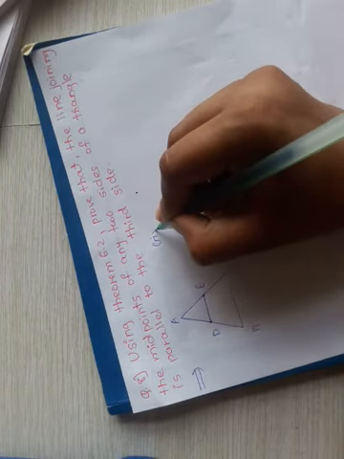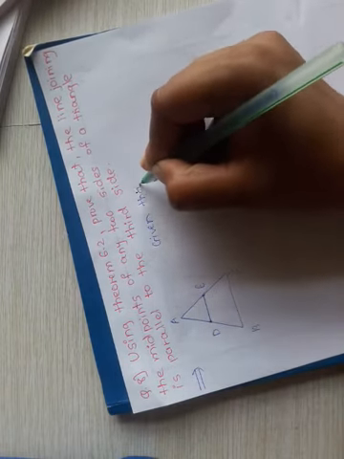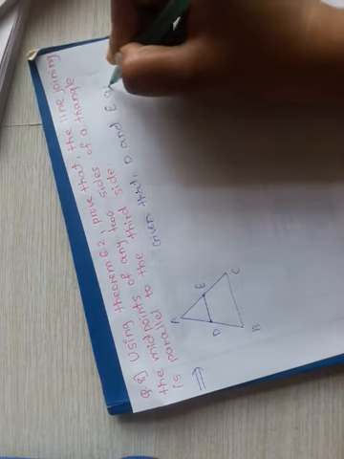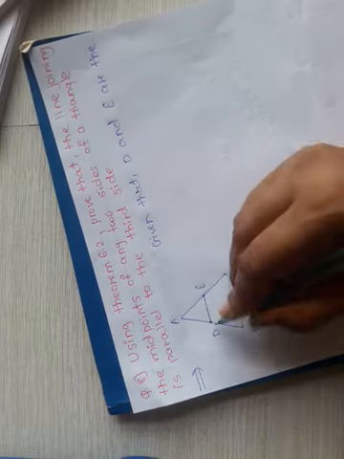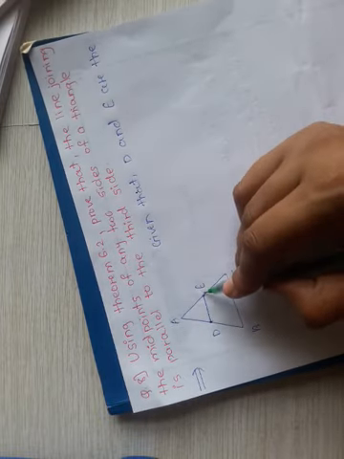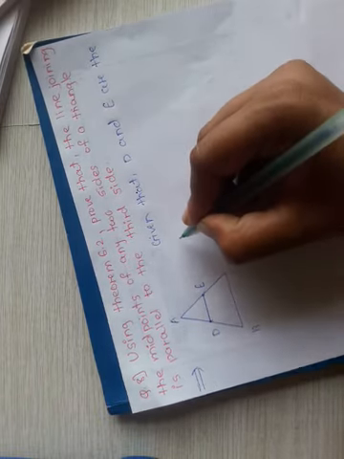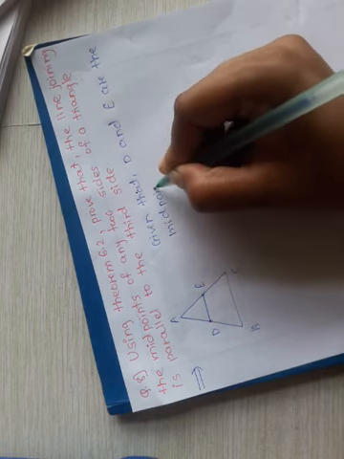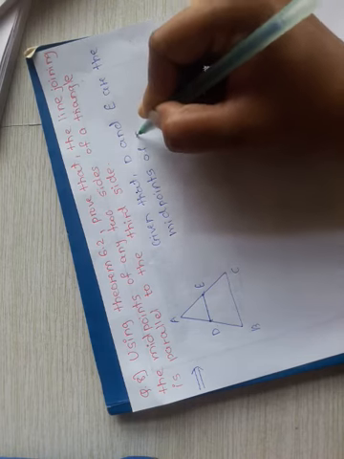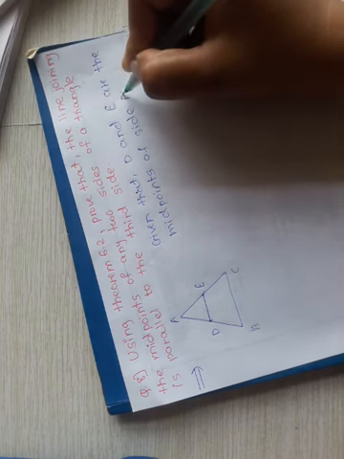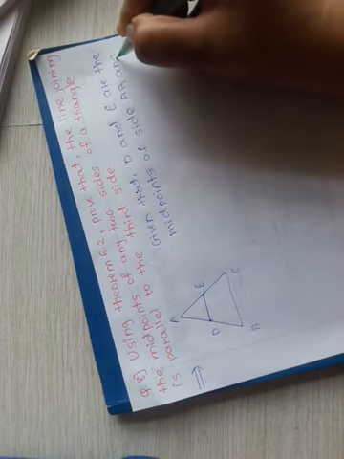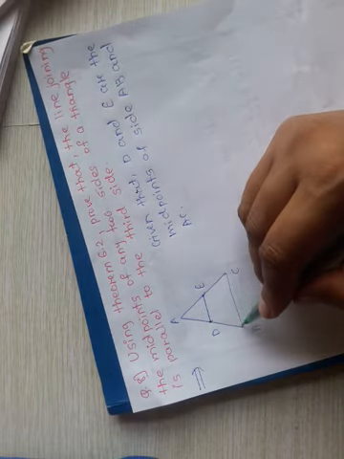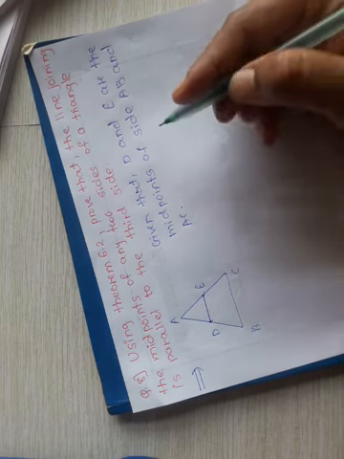So write down what is given. Given that D and E are the midpoints of any two sides, D and E are given to us. Given that D and E are the midpoints of sides AB and AC. D is the midpoint of side AB and E is the midpoint of side AC.